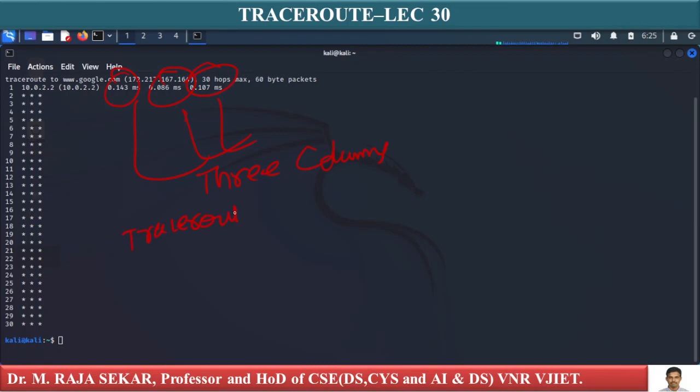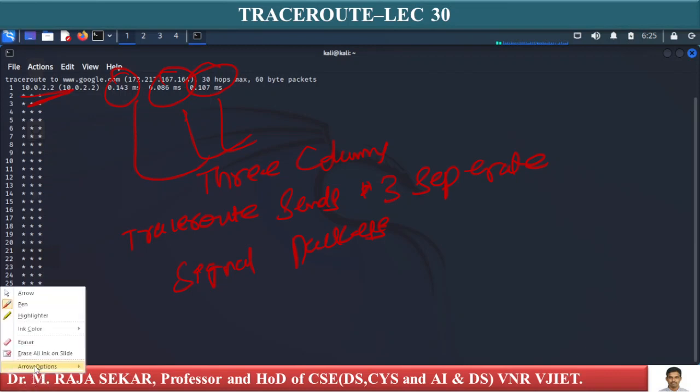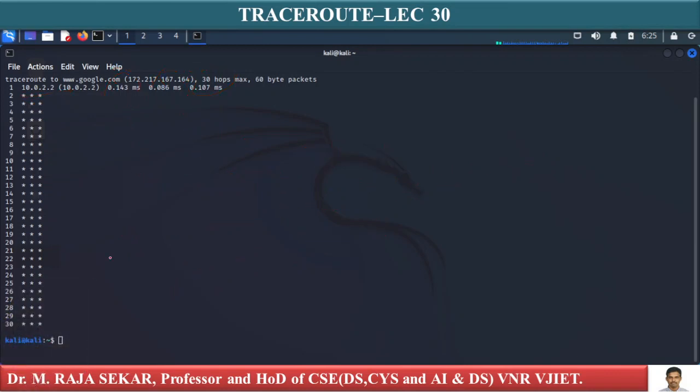There are three columns because Traceroute sends three separate signal packets. This is to display the consistency, isn't it? There is also an IP address, 10.0.2.2. You can see that IP address, isn't it? The times listed in the RTT columns are the main thing you want to look at when evaluating a traceroute. Consistent times are what you are looking for, isn't it?